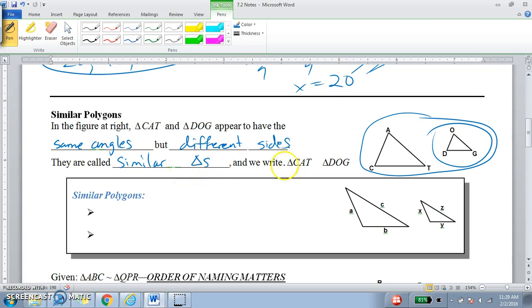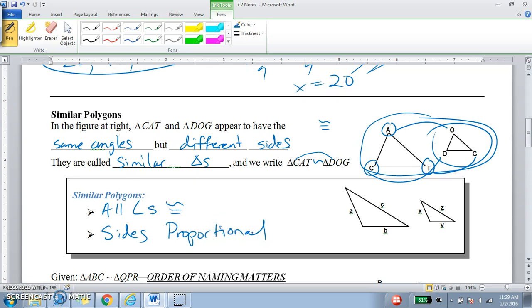triangles, and we write that triangle CAT is similar. Instead of the congruent symbol, which is the squiggly with the equal sign under it, we just write the squiggly sign. That means similar. So triangle CAT is similar to triangle DOG. And notice that we have to match up the corresponding letters. So C matches up with D, A matches up with O, and T matches up with G. Just like when we were working with congruent triangles, we have to match up the corresponding letters. So similar polygons have all angles congruent, and the sides of similar polygons are actually going to be proportional.